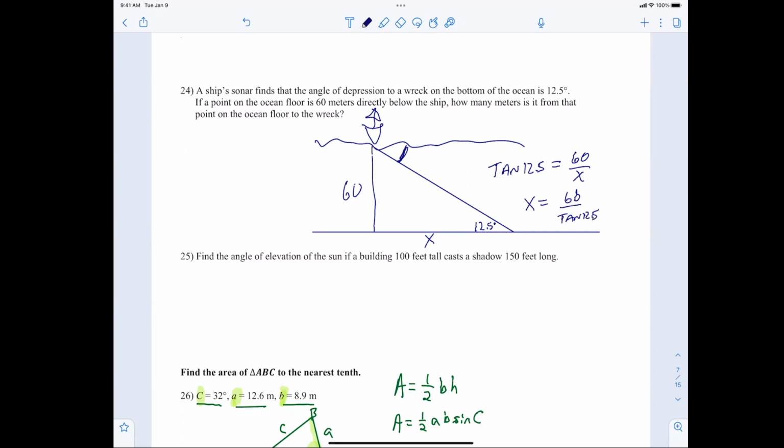And someone tell me what that is. Help me, guys. What is that? 270.645. 270, did you say? 270 point what? 642. You have to write down what you see. Meters. Good job. I'm happy with that. All right. Anybody have any issues with that?